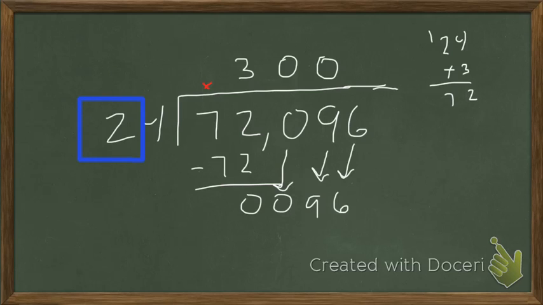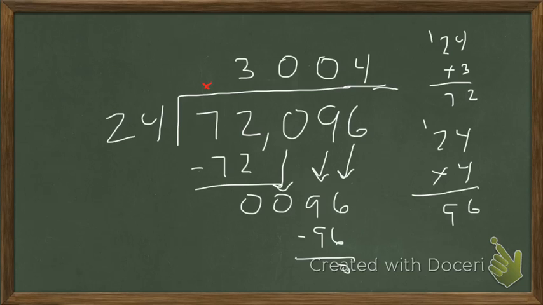Again, I get my first number there. I get my 9, and I know 2 can go into 9 4 times. And I get 96. And there we go. 3,004 would be my answer. Remember, every number has to be accounted for. That's why we did 24 went into 0 0 times, 24 went into 9 0 times, and then we had 96.